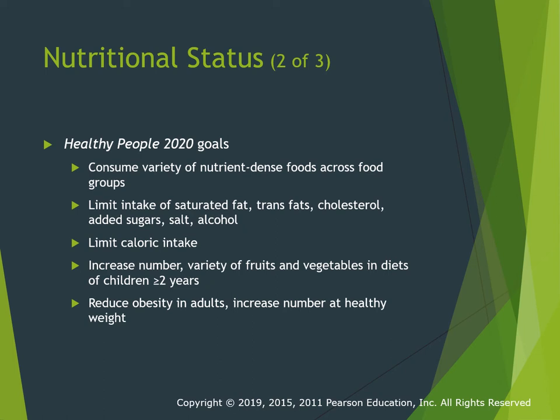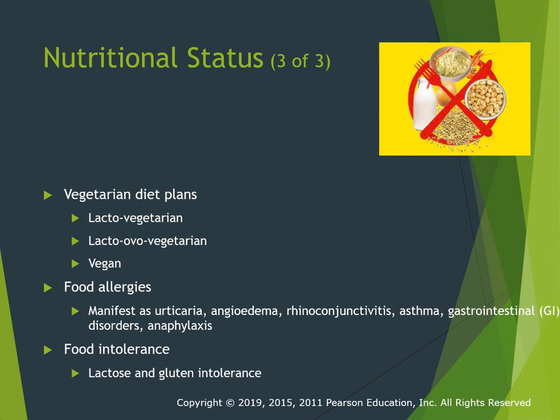So we can reduce obesity by exercising, getting out and walking. Walking is one of the best exercises that you can do. But you have to do it pretty much on a daily basis for about 30 minutes. So reduce those calories, eat a healthy diet. So what are some of the different diets? So we have some vegetarian diets.